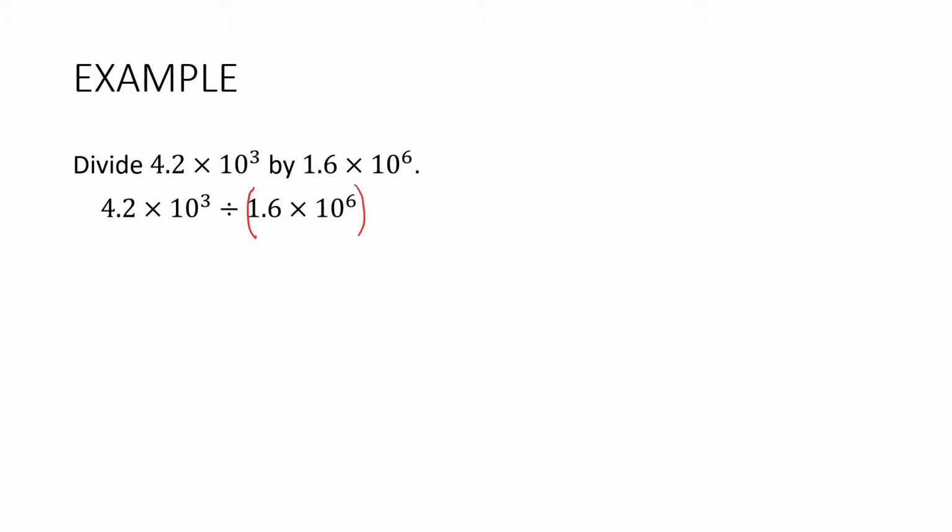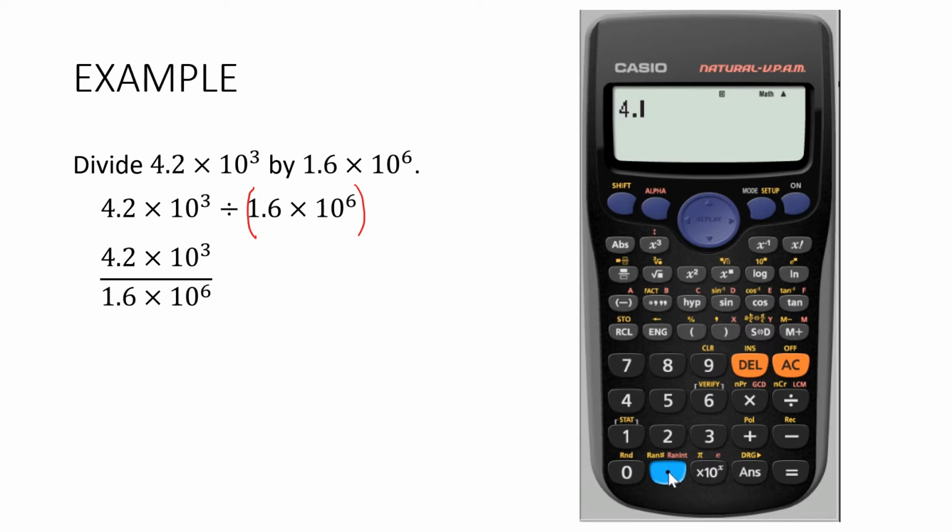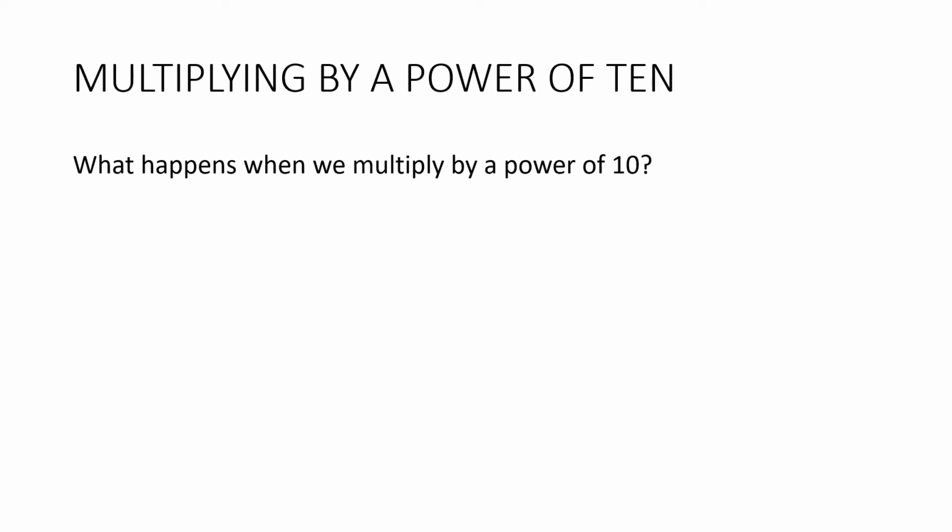You could do it if you put that last number in brackets. Or you could use your fraction button. But it's much easier just to use the times 10 to the power of x button like this. I'm going to just type in 4.2 times 10 to the power of 3 divided by 1.6 times 10 to the power of 6. And that will do the correct order of operations for you. And we press equals, and our answer is 0.002625.